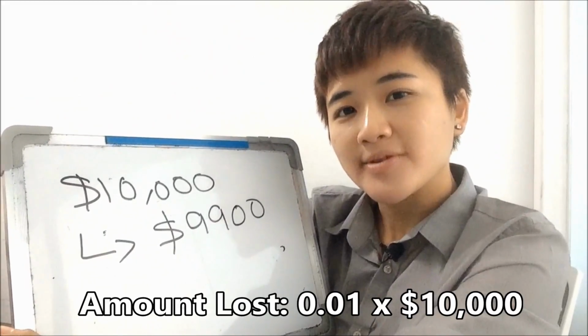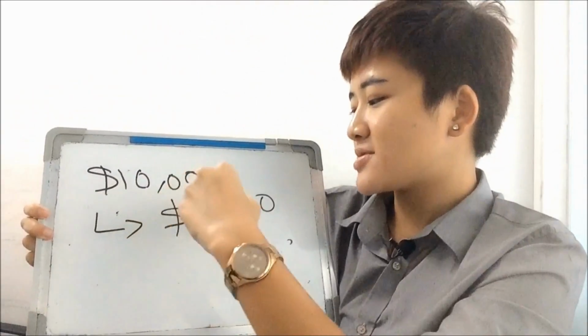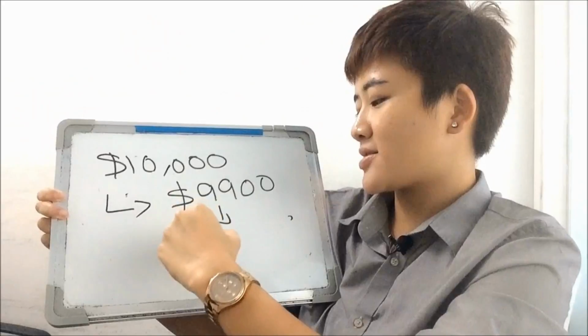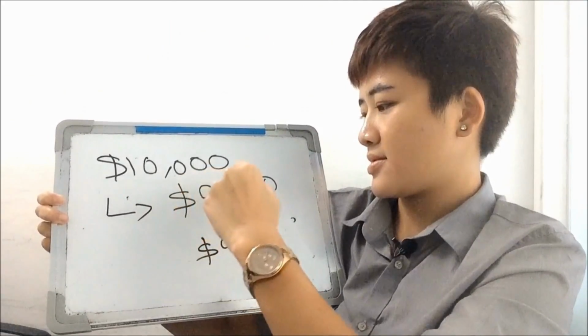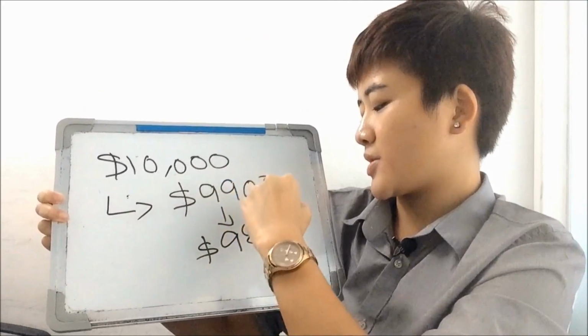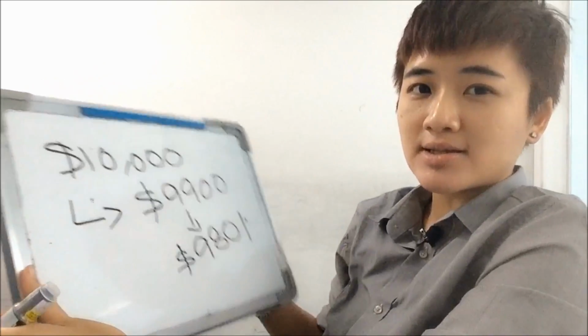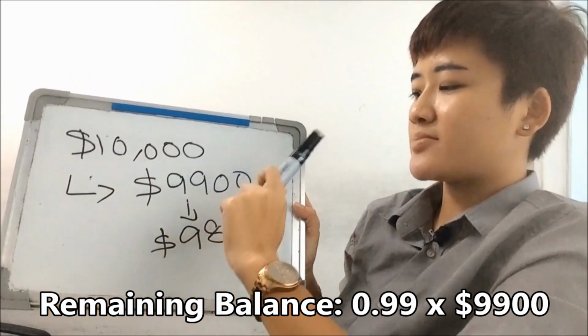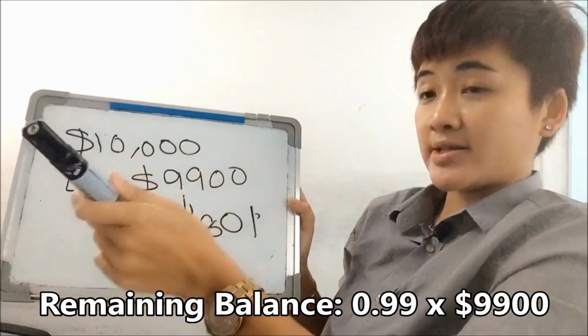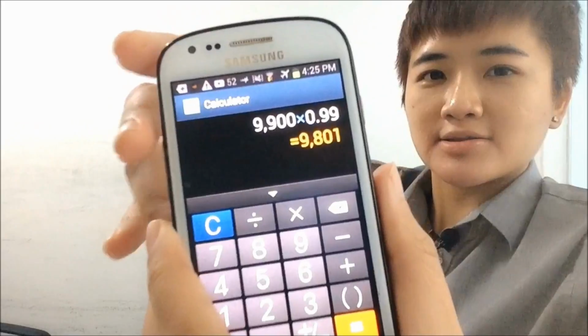0.01 times $10,000. Then if you lose this amount again, you would get 9,801. And how do you calculate this? So when you take 9,900 times 0.99, you get 9,801. Come on, do you need a calculator for this? Okay, fine, let's do this. Okay, satisfied? Use a calculator only to double confirm your mental calculation.